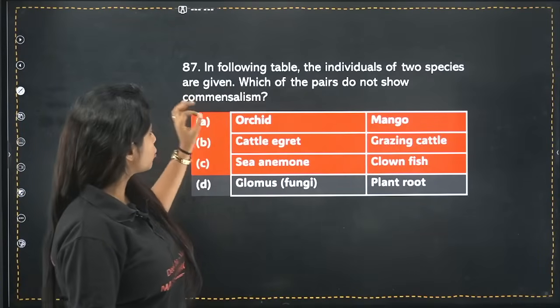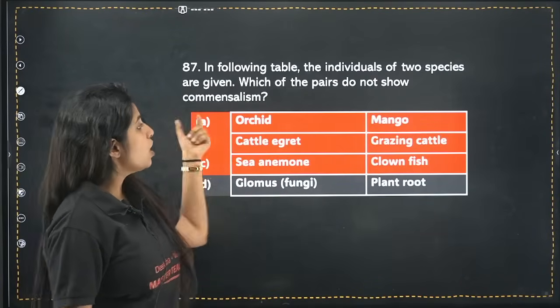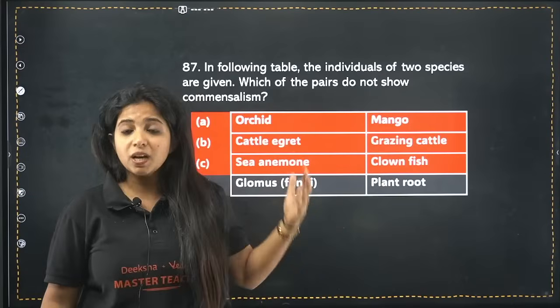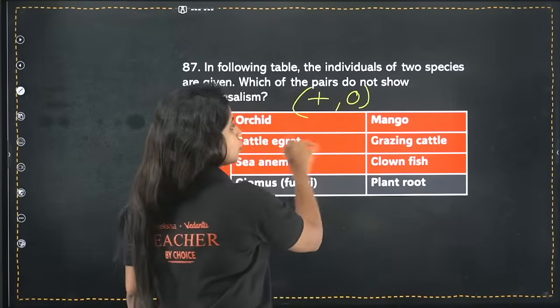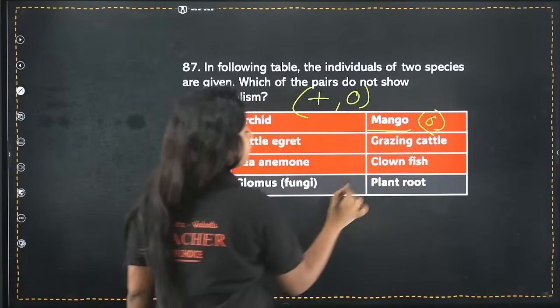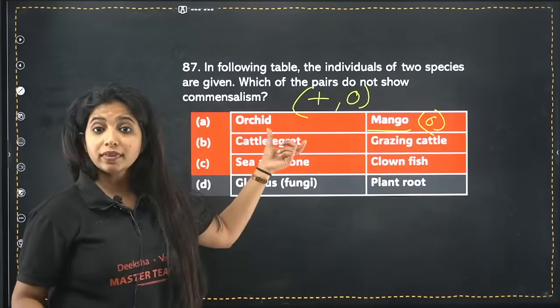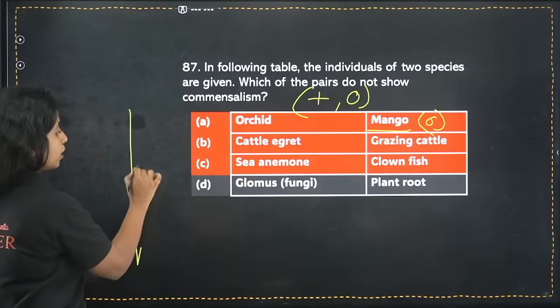Now, which of the pairs does not show commensalism? Okay, orchid and the mango. What is commensalism? One guy is being benefited, the other guy is neither getting harmed nor benefited. So over here, mango is the one that is neither benefited nor harmed. Orchid is the one that gets benefited. Why? The orchid grows on the mango tree.